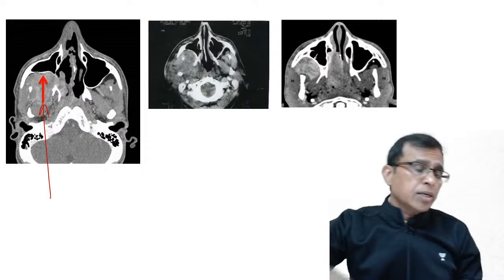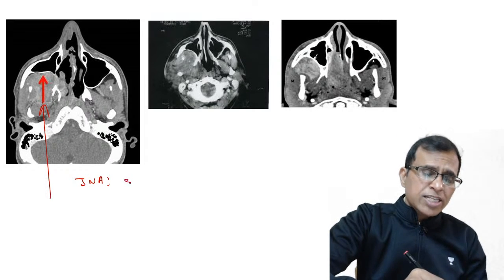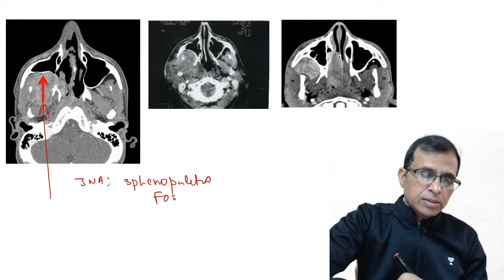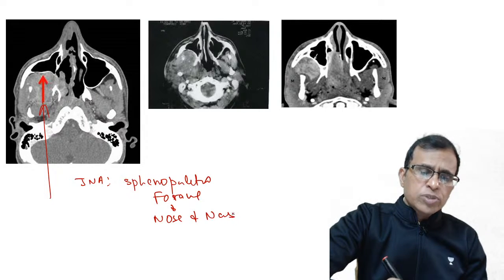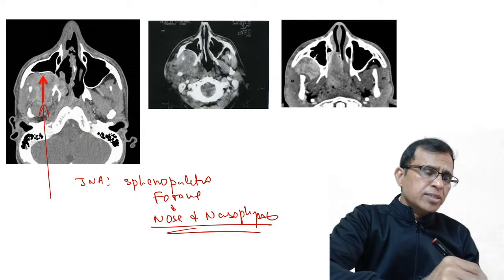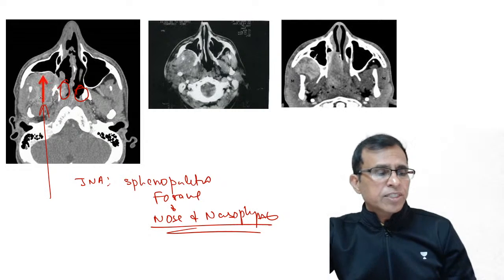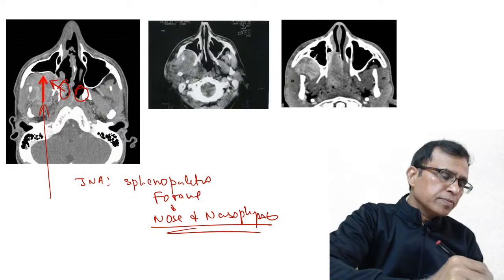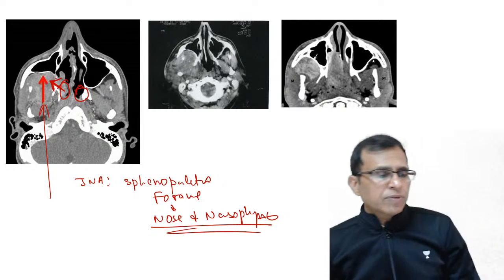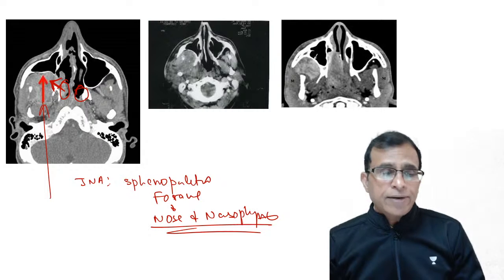Please identify this. See, which is the most common site of juvenile nasopharyngeal angiofibroma? The most common site is the sphenopalatine foramen, which is either nose or nasopharynx. Some books say nose, some say nasopharynx. It is at the boundary. Look at this nasal cavity. No tumor. Look at this nasal cavity. There is a tumor, isn't it? So this tumor has gone inside from the nose to behind the maxilla, which is the pterygopalatine fossa, and pushed the maxilla, causing this.